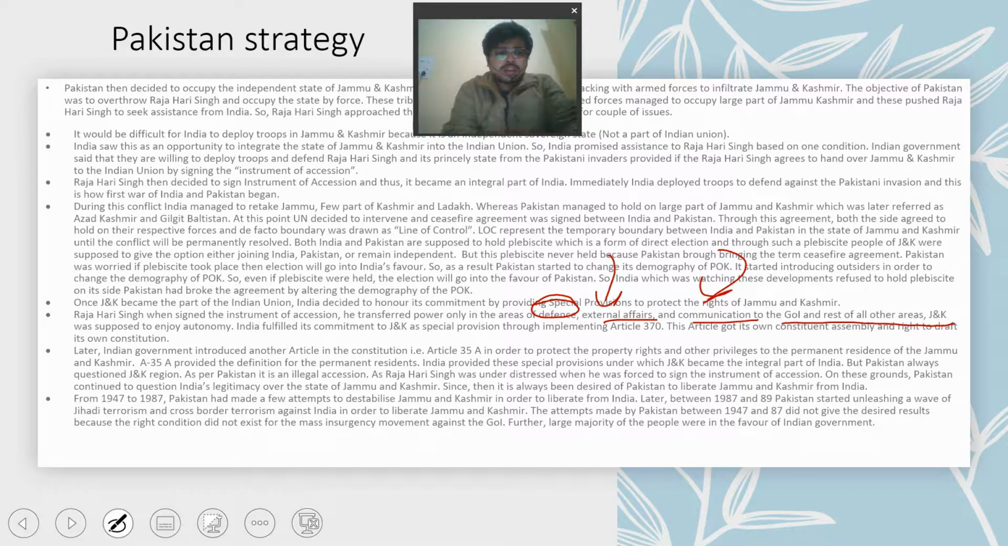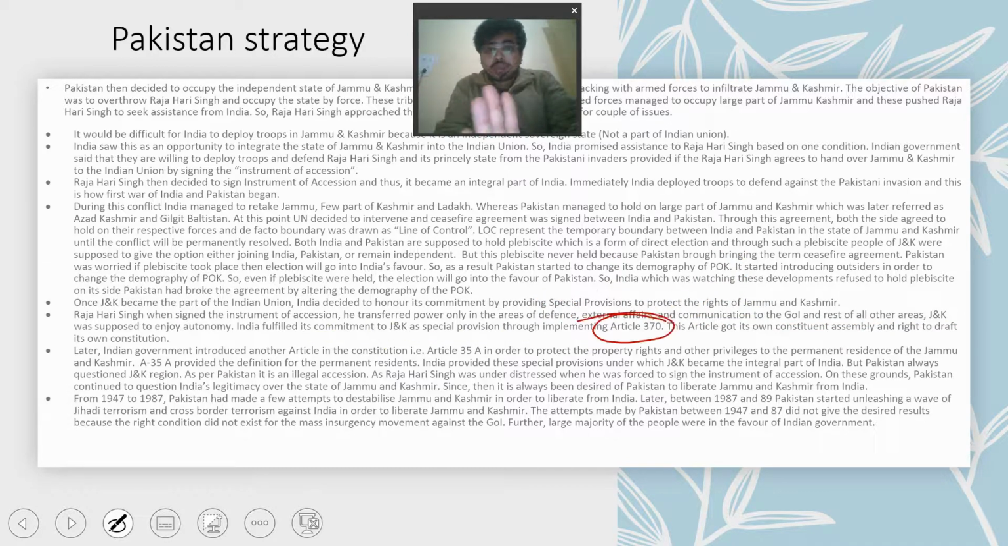So India fulfilled its commitment to Raja Hari Singh: we want independence, on that you take defense, external affairs, and communication. After that, the rest should be for the Jammu and Kashmir people only. So India fulfilled its commitment to Jammu and Kashmir by giving a special provision through implementing Article 370, which has been revoked in the year 2019.